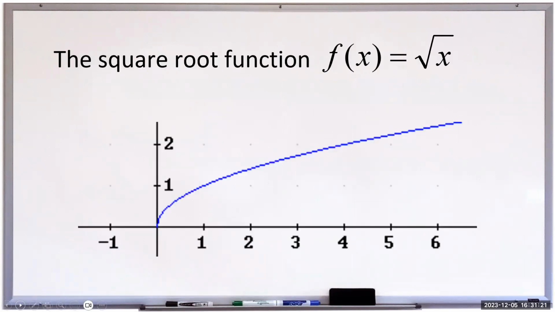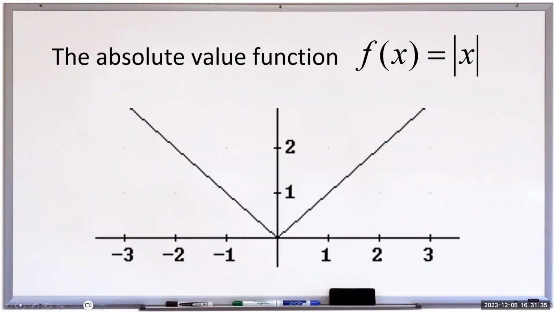Next type of function is the square root function. F of x is equal to square root of x, wherein the graph is this one. The x and y intercept is located at the origin, and it is an increasing function. Next one, from our Math 2, you have the absolute value function. F of x is equal to the absolute value of x. Take note of the absolute value symbol used. And the shape of the graph is letter V, wherein this point right here is your vertex.